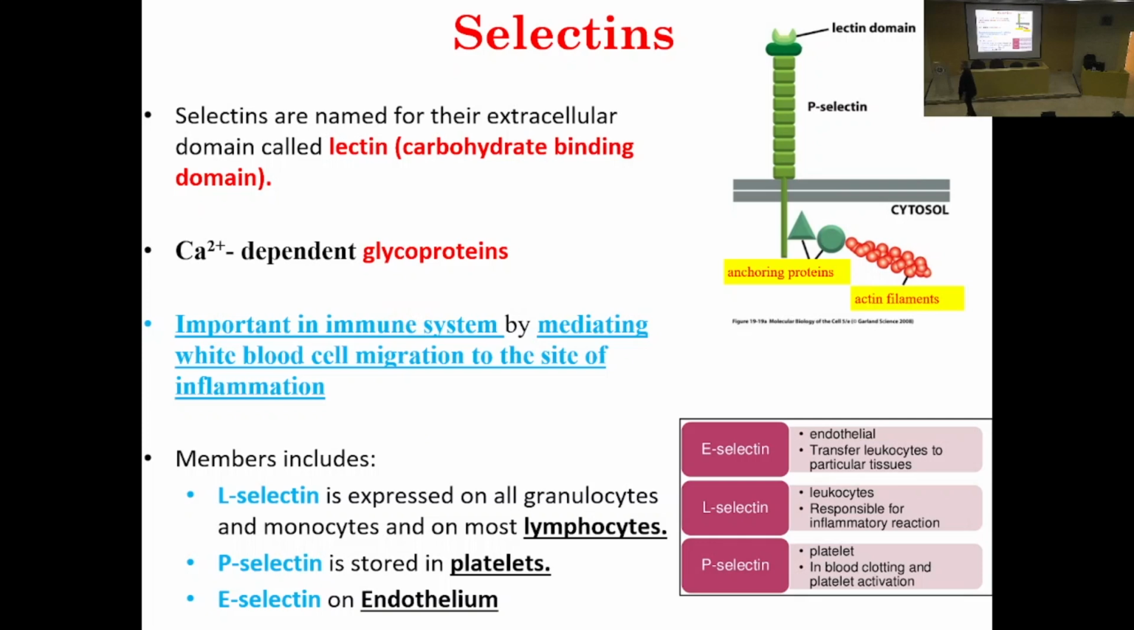The members, same thing, are named after the site where we first discovered them. So I have L selectin, which we found in the leukocytes, the white blood cells, lymphocytes. P selectin, we first discovered in the platelets, so that's why we called them P selectin. And the other one, E selectin, we found in the endothelium. So these are the three types of selectin. Is it clear? Any questions so far? Okay.